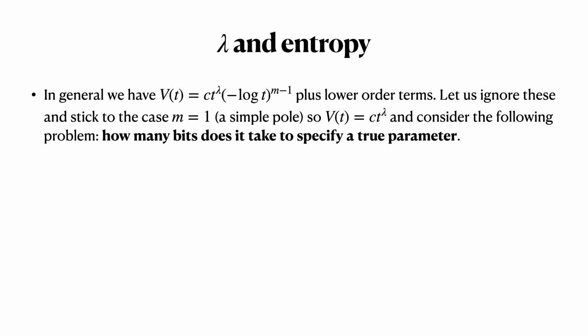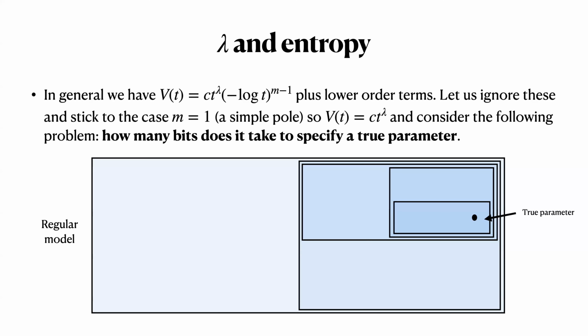Okay, so let's ask the question, how many bits does it take to specify a true parameter? Well, specifying a true parameter means maybe specifying a real number to infinitely many decimal places. So that is not what we want to ask. But we can ask the question of specifying it to some error. I know 99% of you eat information theory for breakfast, but just in case you don't, here's how you would think about specifying something in a space of parameters in terms of bits.